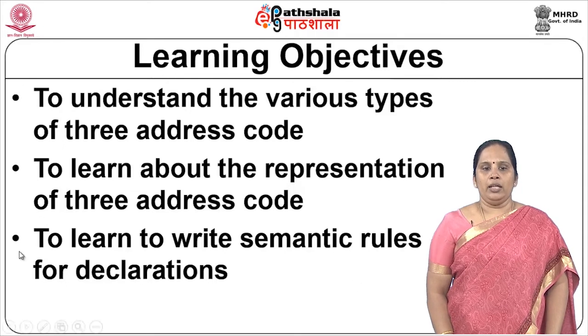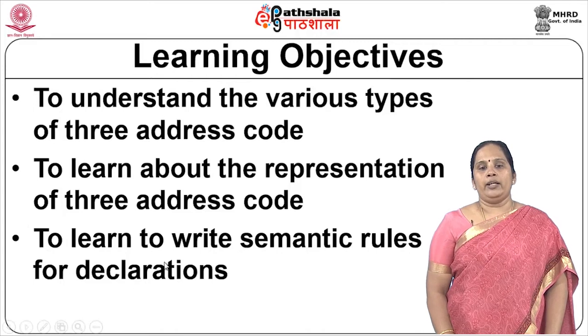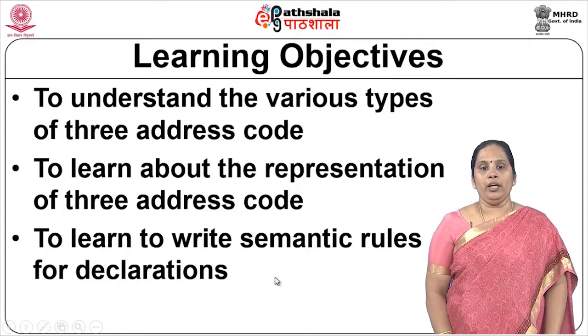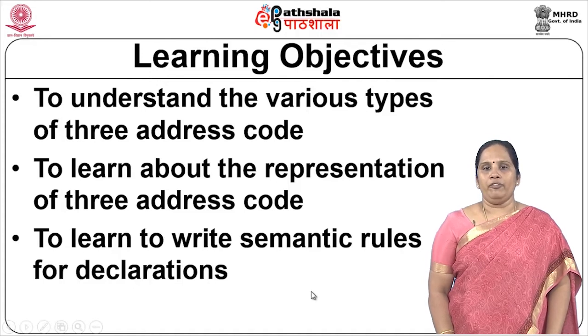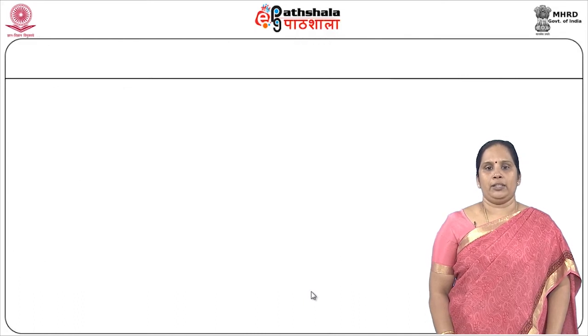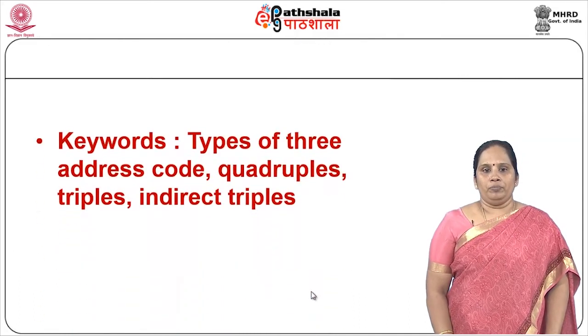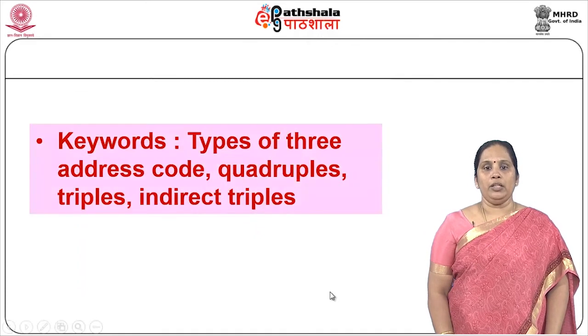We will discuss one type of three-address code generation for declarations today in this module, and subsequent modules will discuss the other types of three-address code generation for other programming constructs. So quadruples, triples, indirect triples and types of three-address code are the keywords here.